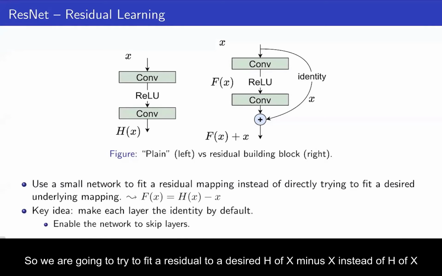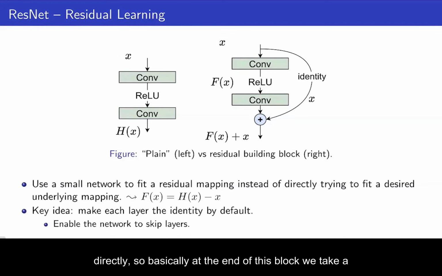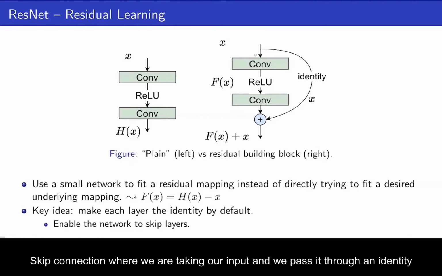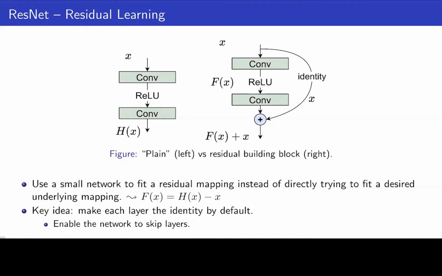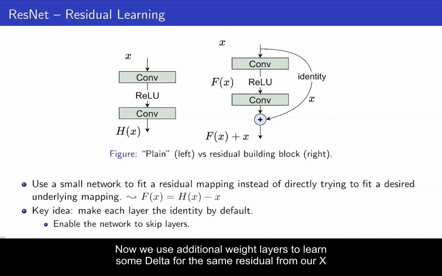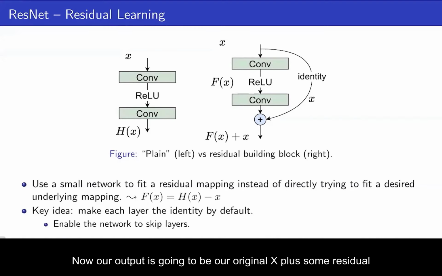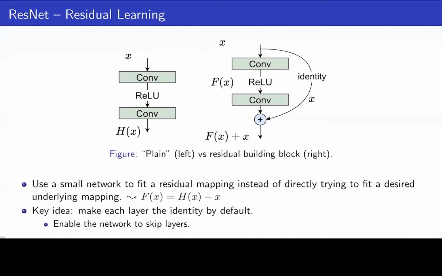So we are going to try to fit a residual, the desired H of x minus x, instead of H of x directly. So basically, at the end of this block, we take a skip connection where we are taking our input and we pass it through an identity. So if we have no weights in these layers in between, it's just going to be the same as the output. Now we use additional weight layers to learn some delta for the same residual from our x. Now our output is going to be our original x plus some residual.